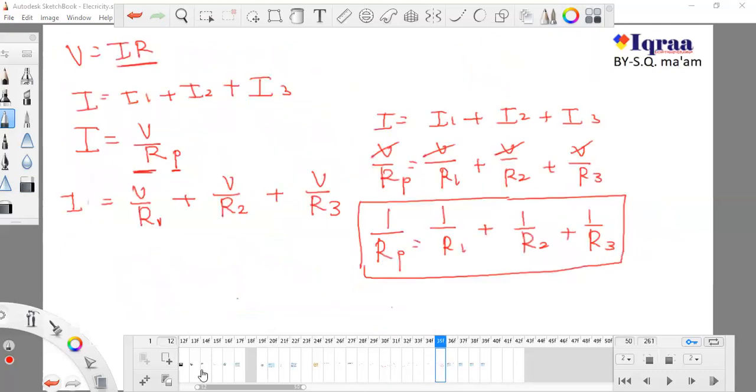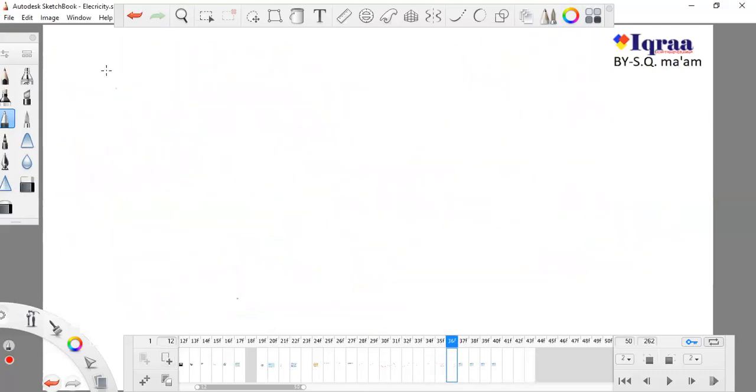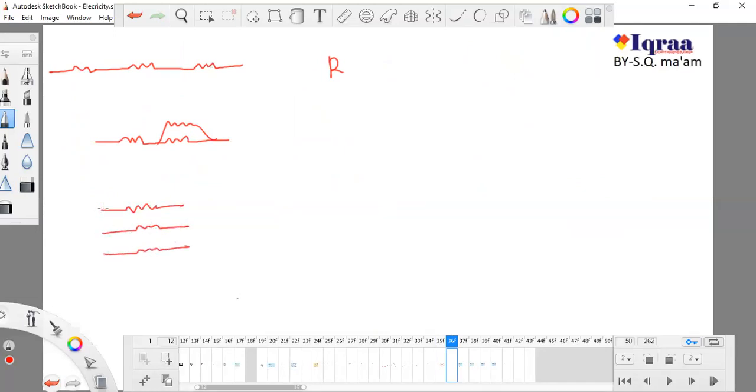One more thing I want to tell you: some types of questions will come. Two circuits are in series, find out the equivalent resistance. Another type: three are given, one is in series and two in parallel, then find out. And all three are in parallel. This type of question can be asked, so you have to find out the value.